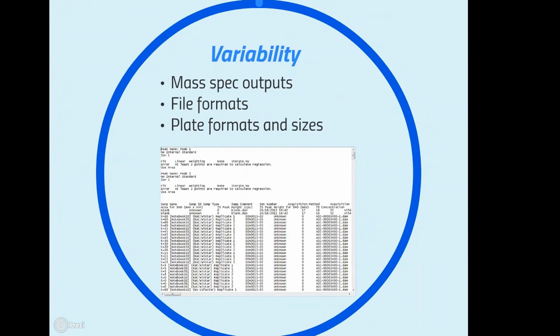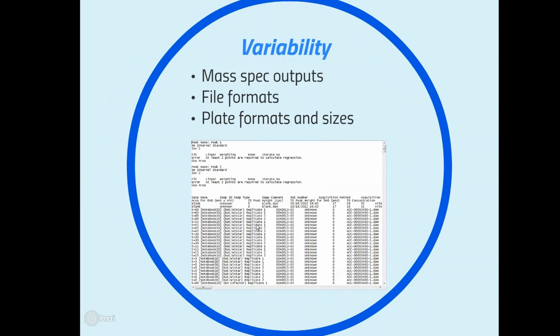If we talk about variability, we're talking about a variety of different mass spec instruments that are being used across different laboratories, which may have subtle variations in output. They'll have different file formats. They'll be operating with different plate formats and plate sizes that need to be adapted by the software. And here's a simple example of an output file from the Waters Analyst software. You may have different sample identifiers, different species and strains in here that need to be accommodated by the software.